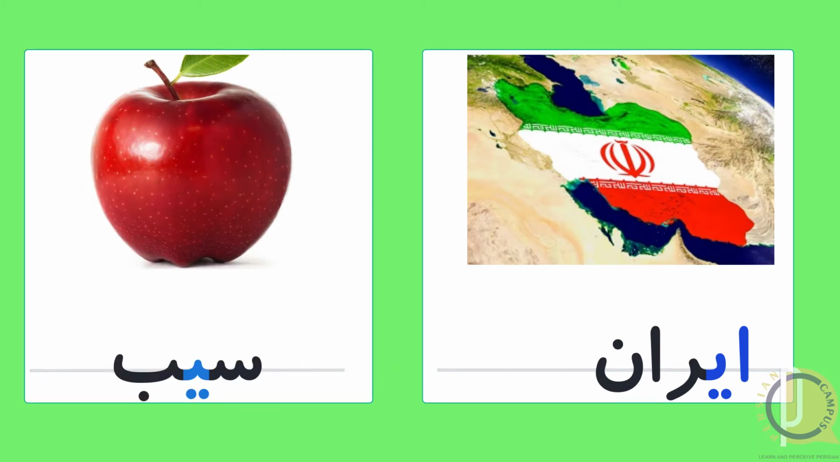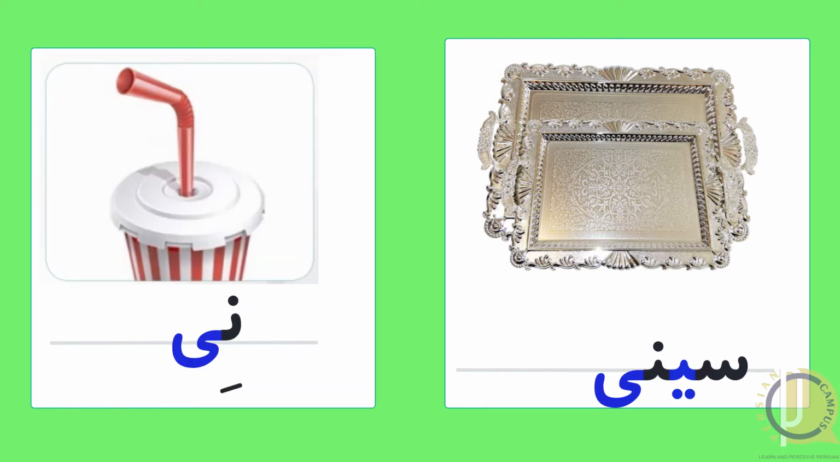Examples are Iran, Sib. It means apple. Here you see in these 2 examples, Ye sounds E. Also, Sini. It means tray. And last one is Ney, where Ye sounds Y.